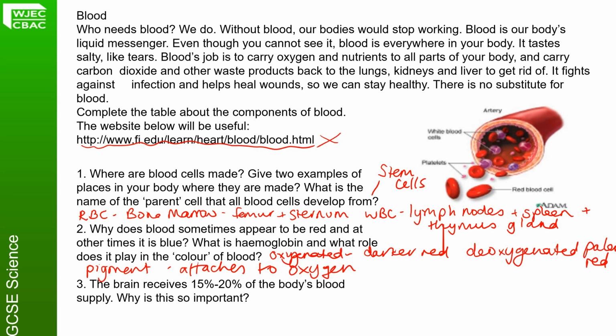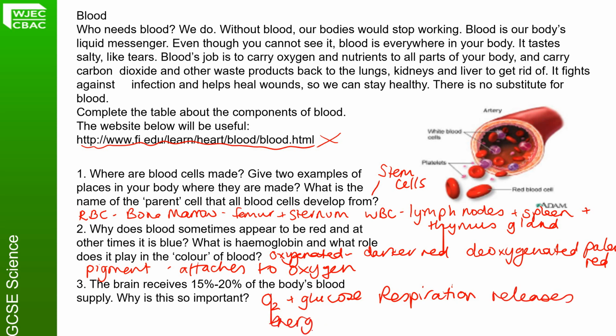The brain receives 15 to 20% of the body's blood supply. So why is this so important? Well, all parts of your body need oxygen, but your brain in particular needs the oxygen and glucose delivering to it to carry out respiration. So I'm not writing in full sentences here, but I am expecting you to do this in your book. To carry out respiration, this releases energy.